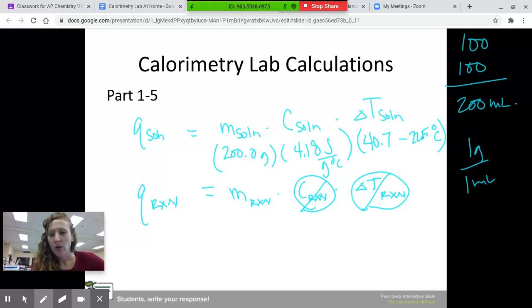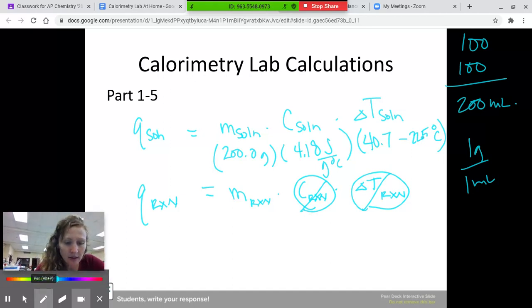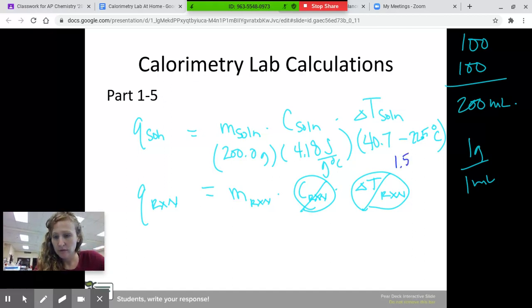Okay, so I got 1.52 times 10 to the 4 joules. So that's Q of solution. What's Q of reaction?